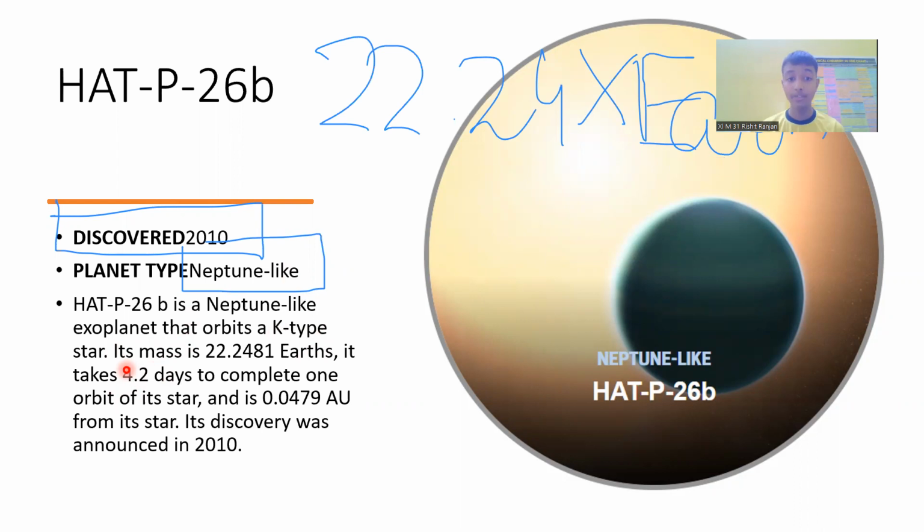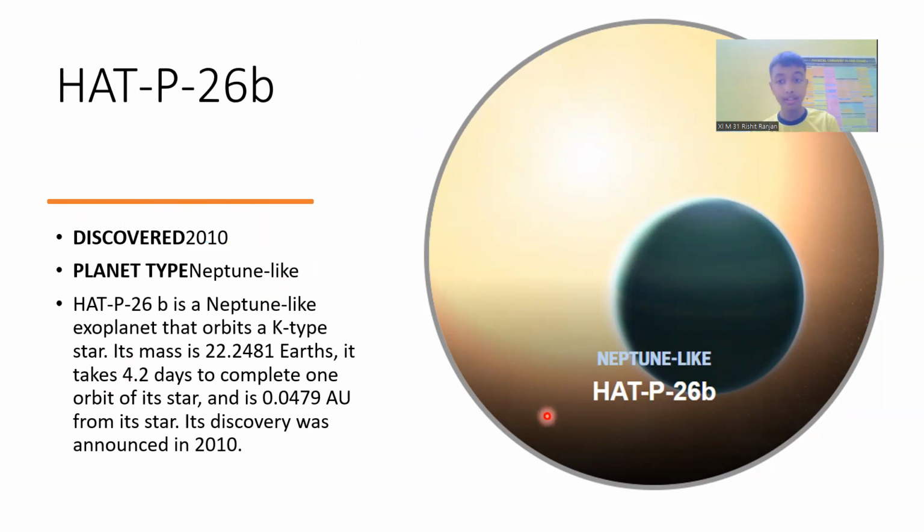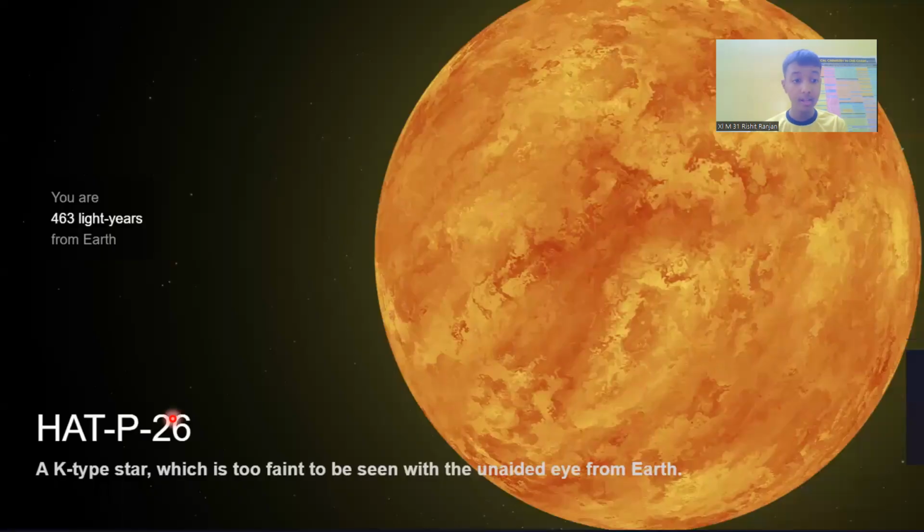And the distance of HAT P26b from its star is 0.0479 astronomical units. Its discovery was announced in the year 2010, as I told. Now let's see about its star. HAT P26b revolves around the star HAT P26. It looks like the sun.